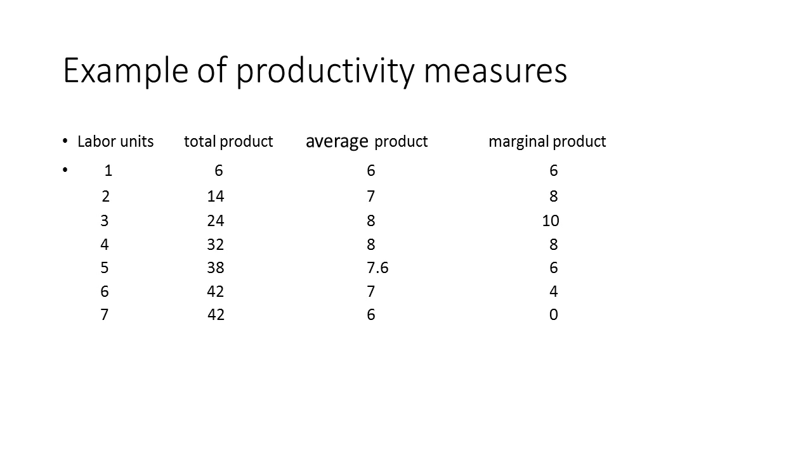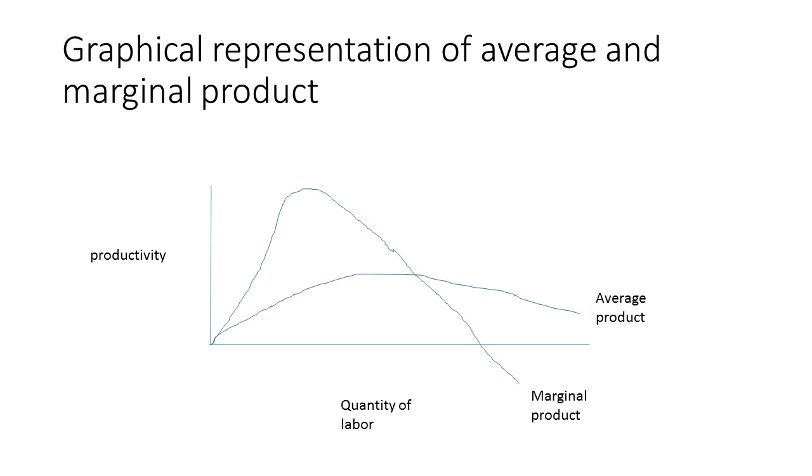The fourth one is 8, 32 minus 24. The next one is 6, 38 minus 32, etc. You'll notice that marginal product peaks at the third unit. And that point at which it peaks is called the point of diminishing returns. And this is based on what we call the law of diminishing returns.